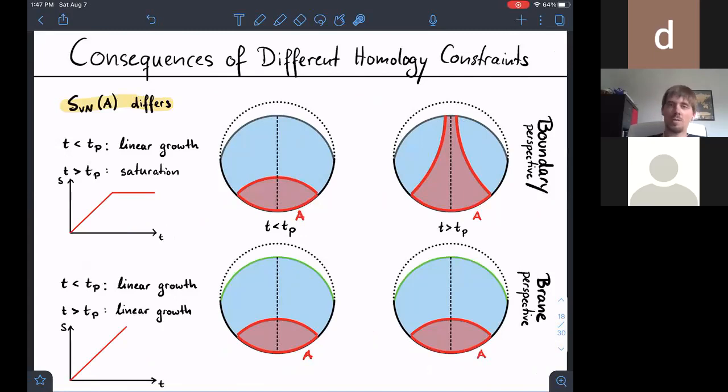The one in the boundary perspective we've already discussed, right? This is how we derived the island formula initially. Before the Page time, this is the dominant RT surface. It grows linearly, so that's what we see here. And then at some point, there's a phase transition to this island RT surface, which is constant in time, and so the growth saturates. But in the brane perspective, this is not a valid configuration. So if I want to compute von Neumann entropies, I'll just see that the thing grows linearly without bound.